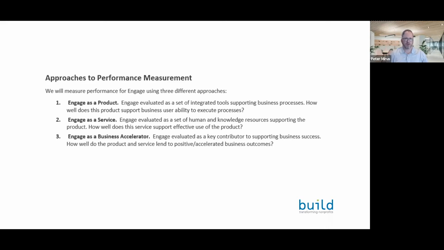We also evaluated it as there's a set of training resources, communications, support resources that are wrapped around this product, and how well do these services support effective use of the product? So that's measuring the effectiveness of change management and training and support relative to the product features themselves. And then finally, as a business accelerator, and this is where you would think about your typical business outcome goals, like that 10% increase in sustaining members that I mentioned earlier.